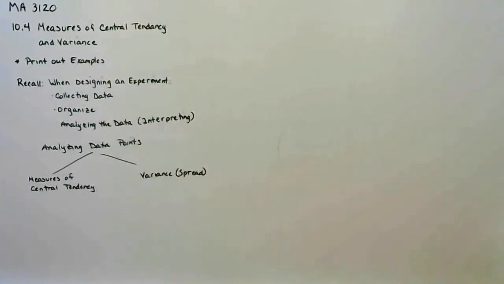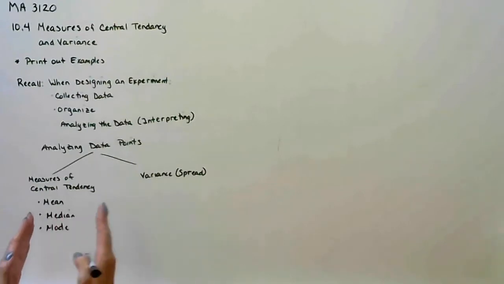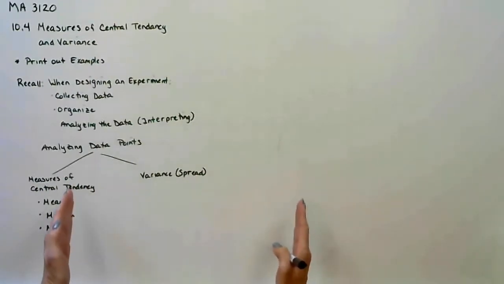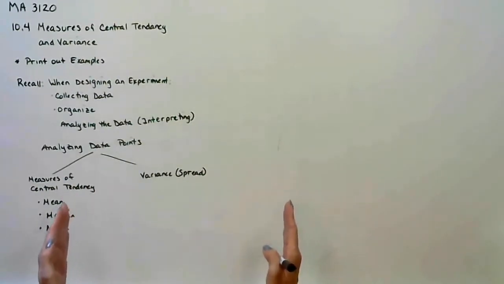So the measures of central tendency are what you might be familiar of: mean, median, and mode. Okay, and we're going to talk about how to do those. And then we also need to take a look at the variance or our spread. So instead of measuring things that are in the middle of our data, now we're going to be spreading our data out and seeing what that represents.